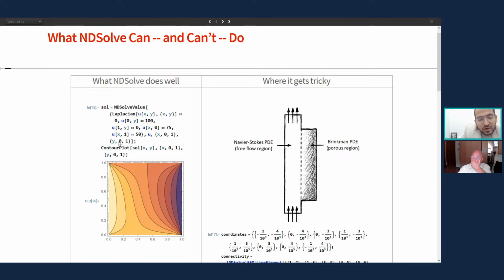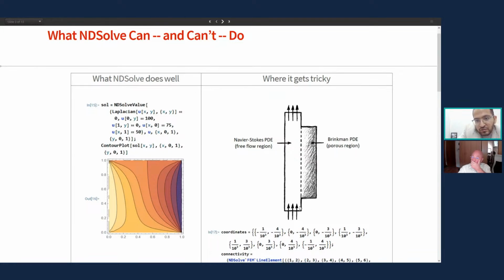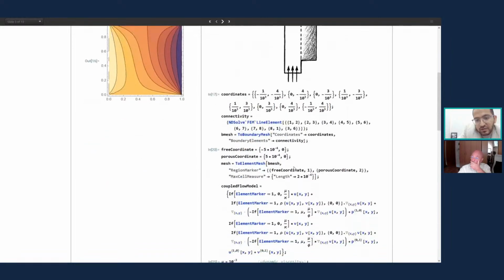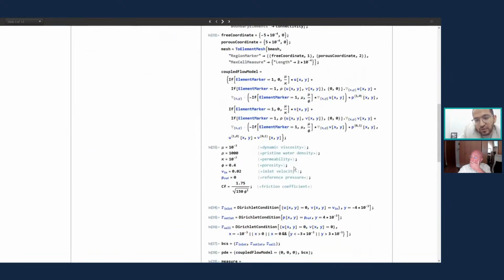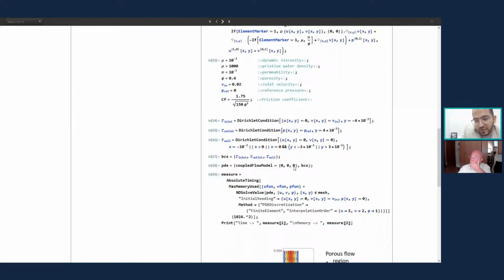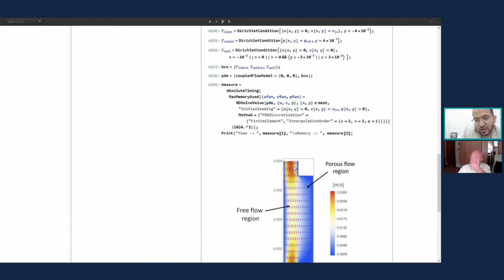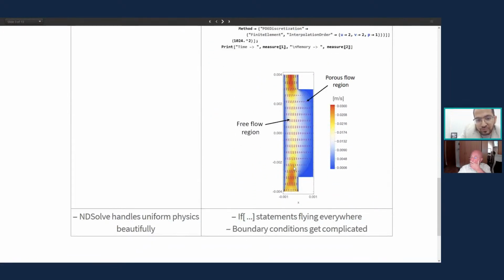And so here you have on the left hand side, you can see a very elegant solution. And on the right hand side, what you see is this huge amount of code that is needed to solve this equation and to get to the solution. And in this messy code, you have the if statements flying everywhere. The boundary conditions get complicated.